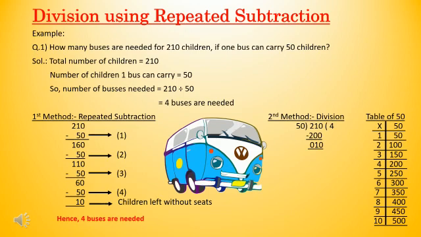Here we are subtracting 50 4 times. So, 4 buses are needed. And the last difference is 10. It means 10 children left without seat.